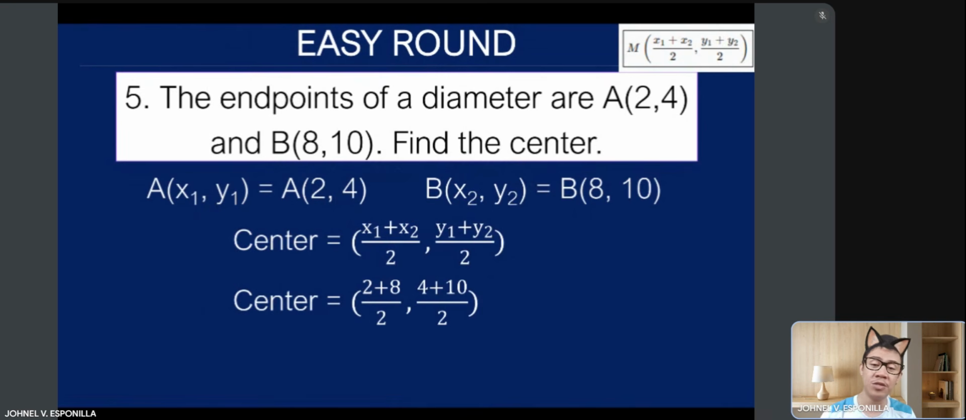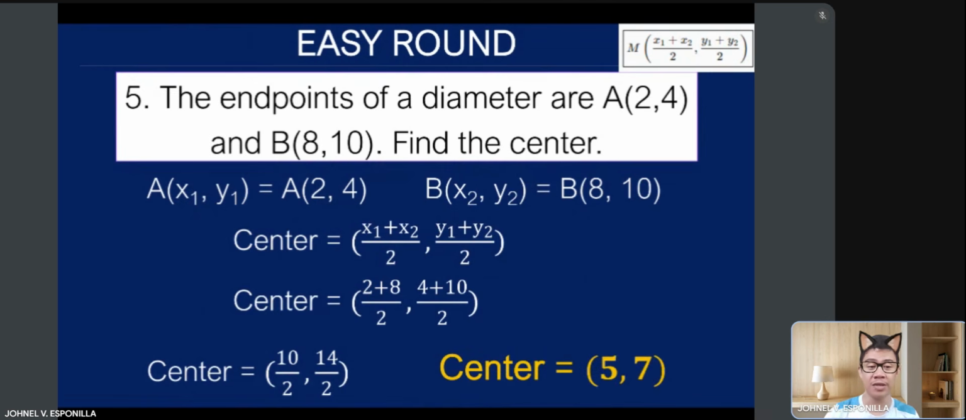Then do the addition po. 2 plus 8 is 10. 4 plus 10 is 14. And then divide to get the final center. 10 divided by 2 is 5. And 14 divided by 2 is 7. This is now the center of the problem.